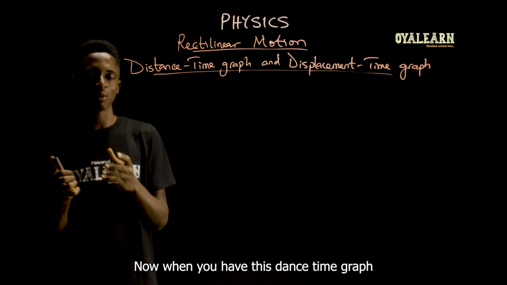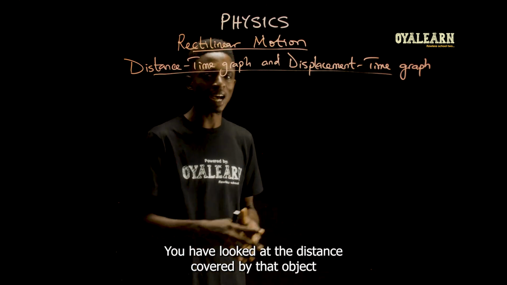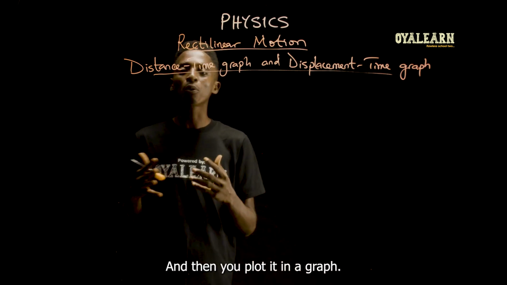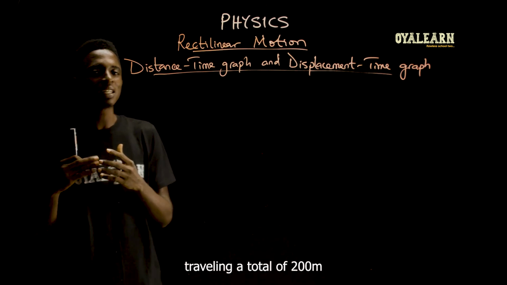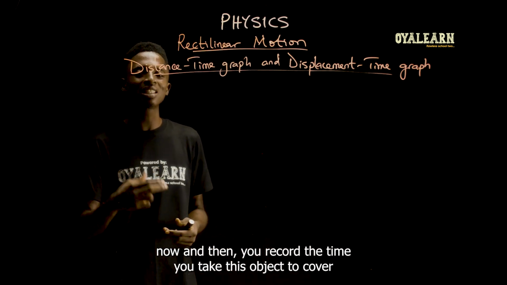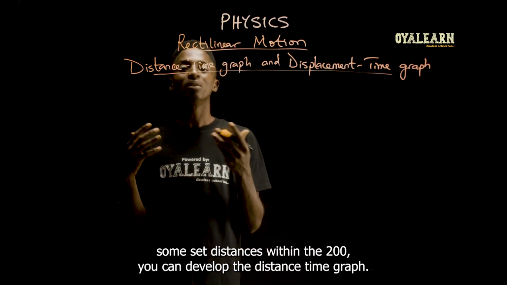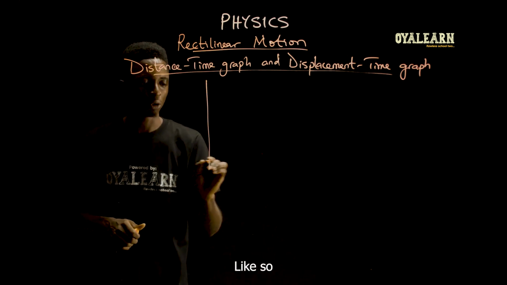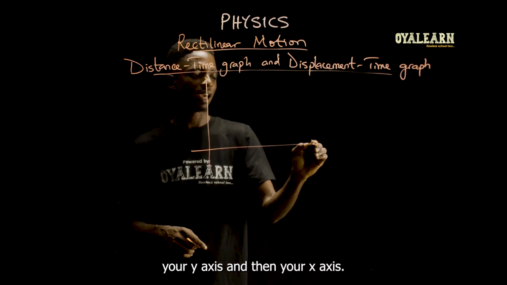Now when you have a distance time graph, you're looking at the motion of an object. You look at the distance covered by that object and the time interval in which it covers these distances, and then you plot it in a graph. For example, if you have an object traveling a total of 200 meters, and you record the time it takes this object to cover some set distances within the 200, you can develop the distance time graph. So basically what you have is a graph like so, where you have your y-axis and then your x-axis.